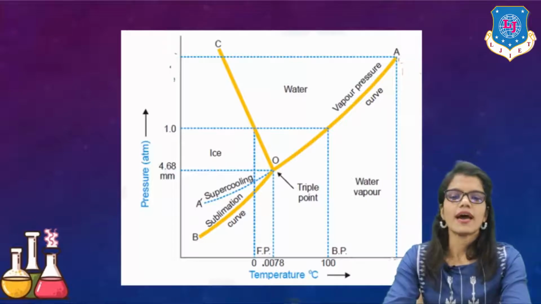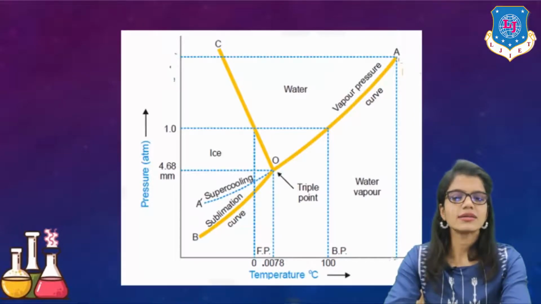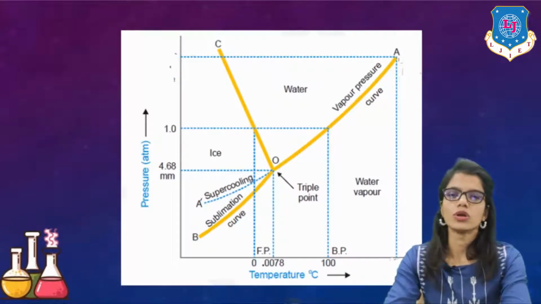Here we have one point which is O. This O is the triple point. Then we have the supercooling curve. That means after the triple point occurs, if we drop the temperature at a particular point, we get a supercooled condition.